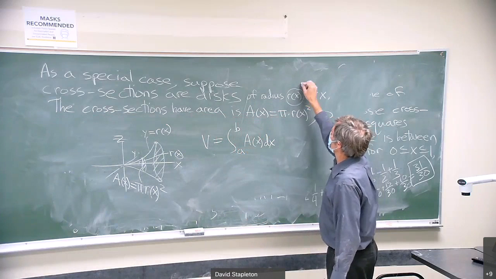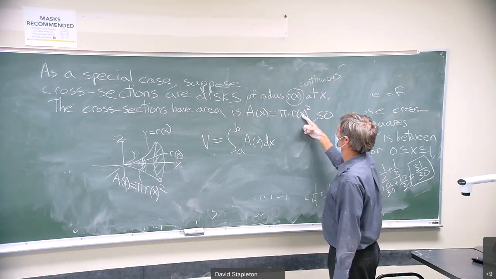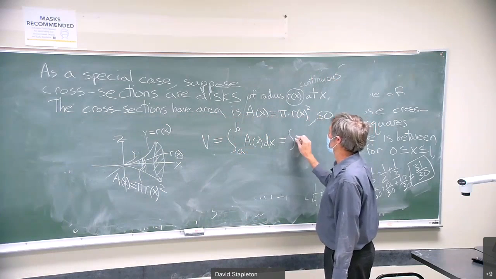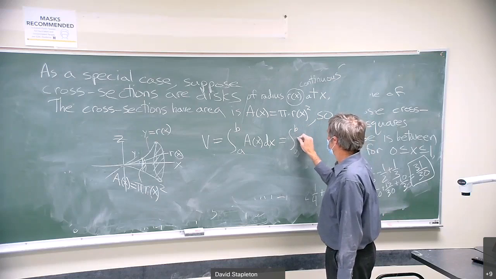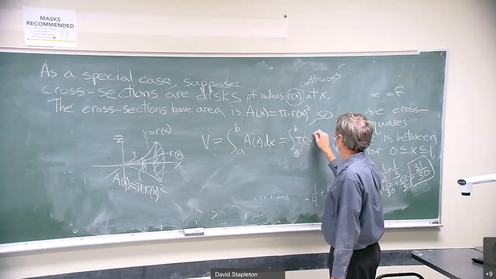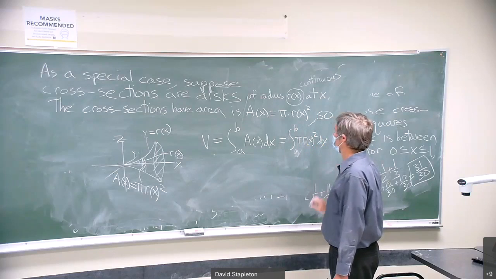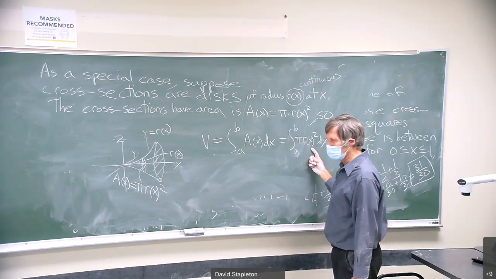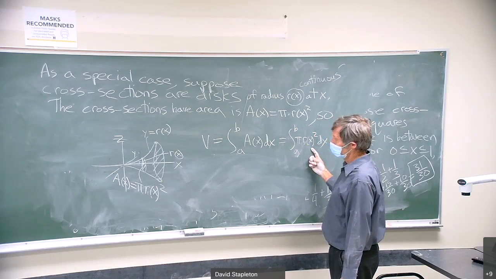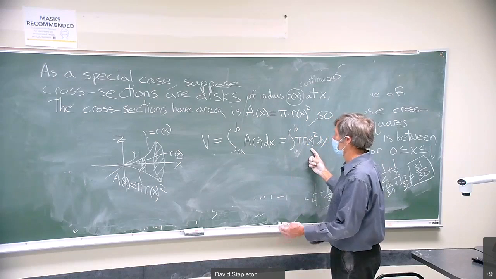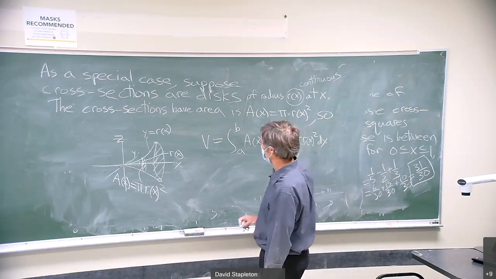And suppose r of x is continuous, then pi times r of x squared is continuous. So we can rewrite this as the integral from a to b of pi r of x squared dx. You can pull the pi out if you want. It's just a number, right? That's it. That's the formula for the volume when the cross sections are circles or discs, the circle with its interior. And we call that the method of discs.